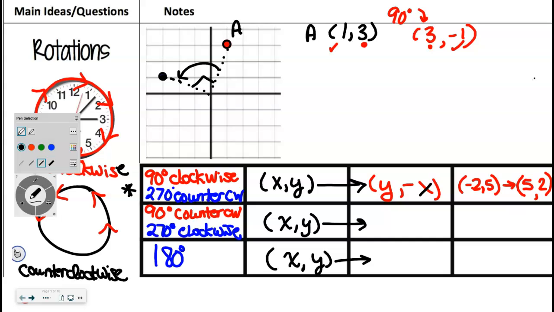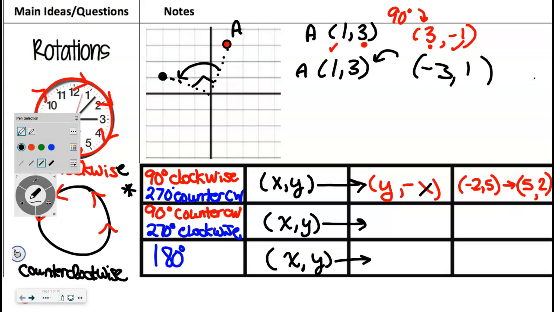We're going to hop up here and we're going to say, well, my A was still at 1, 3. Now I'm going against the clock, and if you don't want to write this top part down, that's fine. But on this chart, it's super important. It looks like it went to -3, correct? And then it was still 1 up. So let's see how they're related.